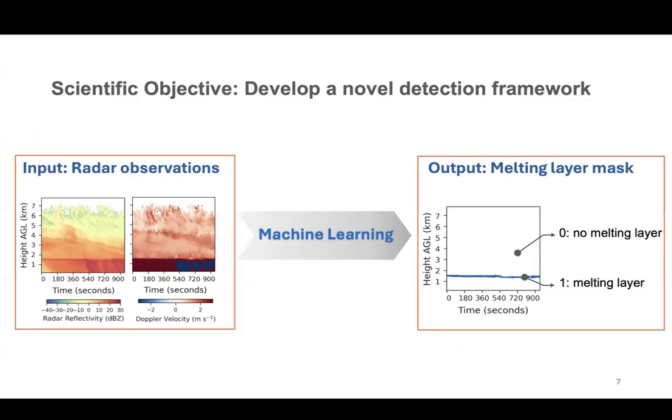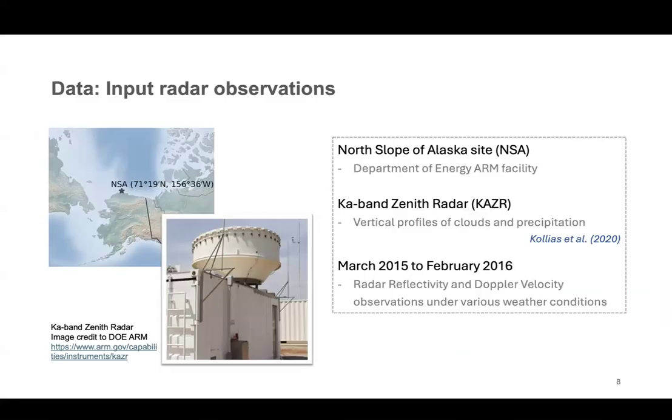And in this study, the input data set comes from the Ka-band Zenith radar, also known as KAZR, installed at the North Slope of Alaska. The KAZR observations from March 2015 to February 2016, including radar reflectivity and Doppler velocity, have been collected from this site under various weather conditions.